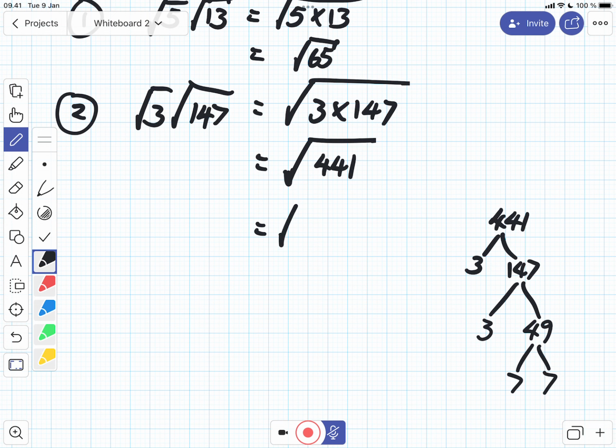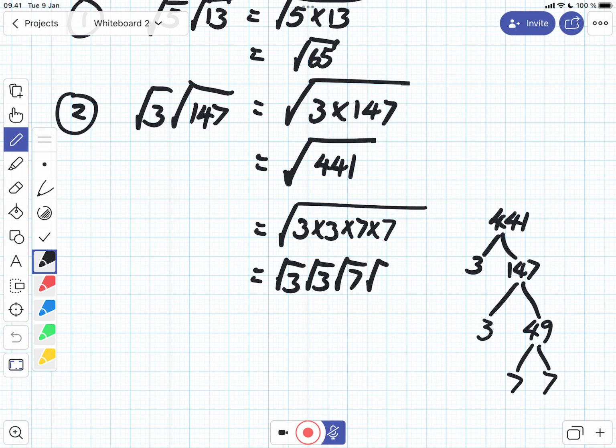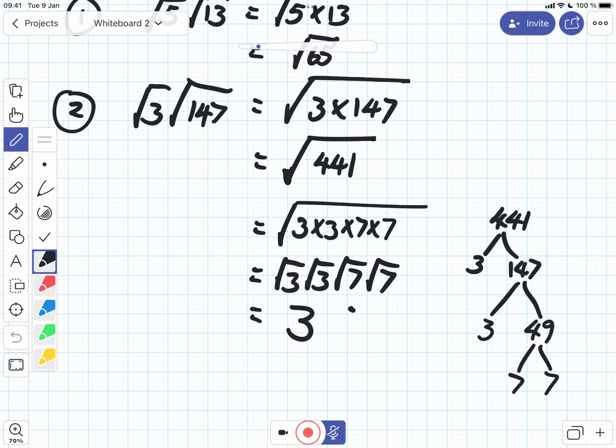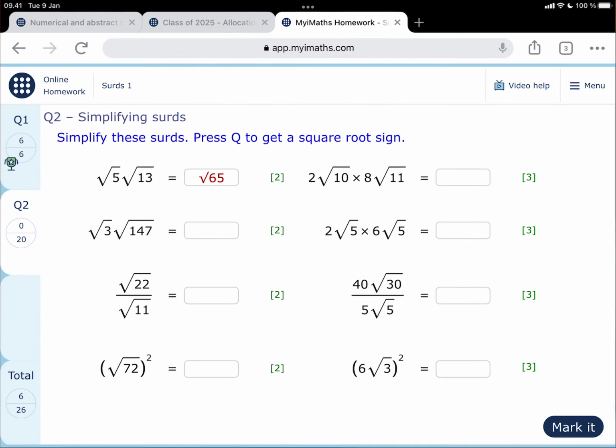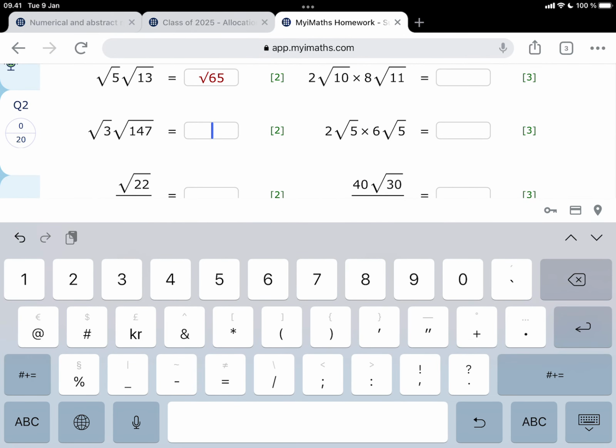Okay, so it's the same as the square root of 3 times 3 times 7 times 7, which I can write as separate square roots. Square root of 3 times the square root of 3 times the square root of 7 times the square root of 7. The square root of 3 times the square root of 3 is just 3. The square root of 7 times the square root of 7 is just 7. So that's just the same as 3 times 7, which is 21. So actually that one simplifies to 21.